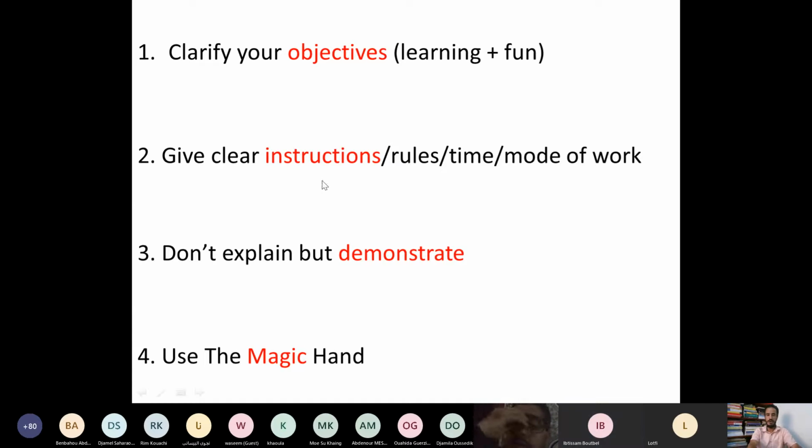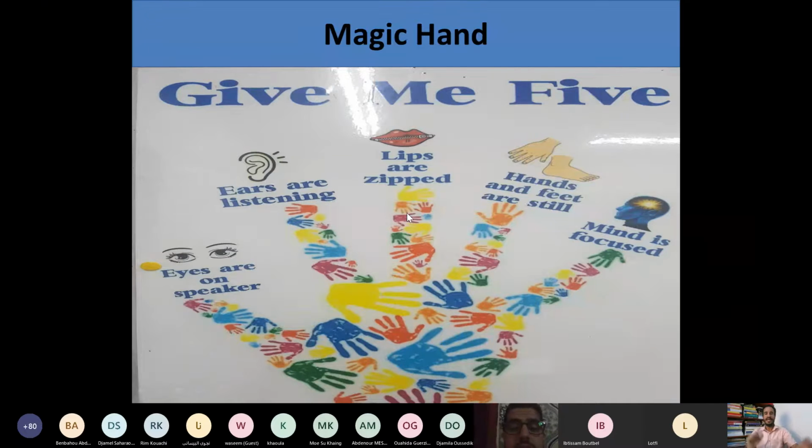Great, thank you. So let me show you here for more explanation. Give me five, or the magic hand. Now, I teach my learners, when I say give me five like this, it means, number one, the eyes on the speaker. The speaker can be the teacher or your partner or your colleague, okay? Number two, the ears are listening. Number three, lips are zipped. It means you stop talking. Number five, the hands and the feet are still like this. It's like a soldier. Okay.